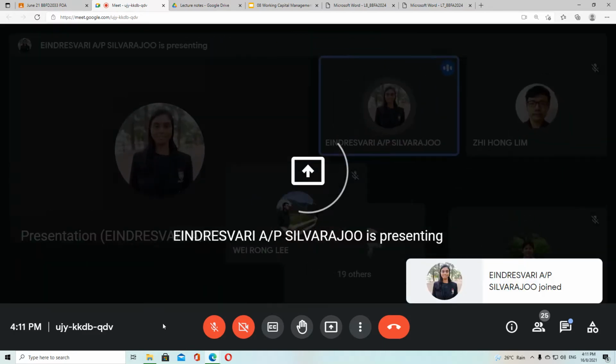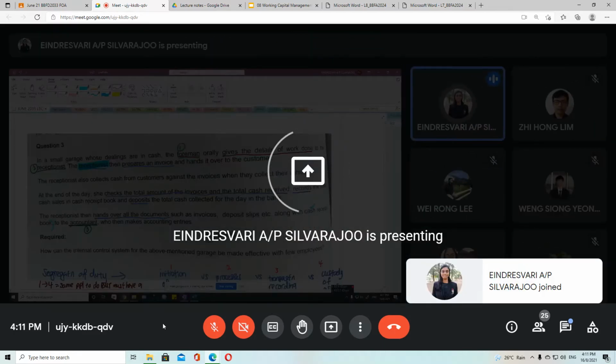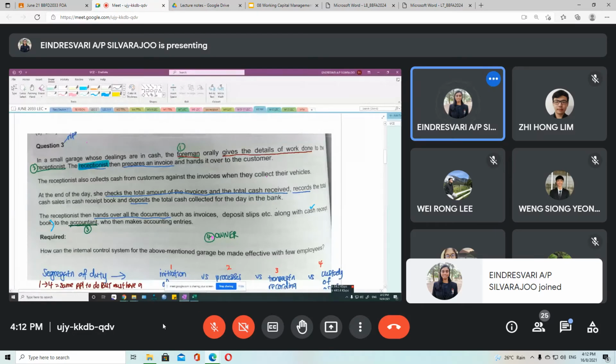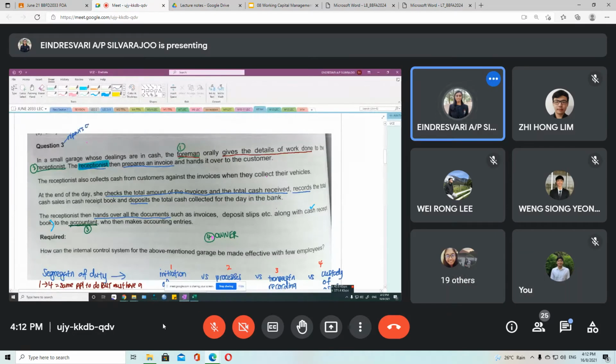So in this question, basically they are car repairers. They repair cars. Okay. So in the small garage, they have people: number 1 is foreman, number 2 receptionist, number 3 accountant, number 4 owner. Owner is not stated in the scenario, but how can you run a business without an owner, right? So basically there are 4 people.